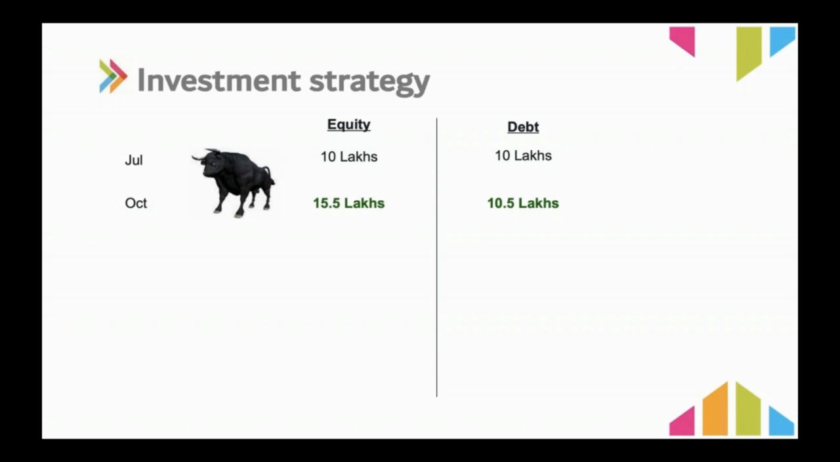So in this case, your total portfolio is now worth 26 lakhs. You want to reach the same balance of half and half, which means that each of them has to be 13 lakhs. So what you would do is take 2.5 lakhs out of equity and move it into debt so that you have 13 lakhs each. So again, you're back to 50-50.